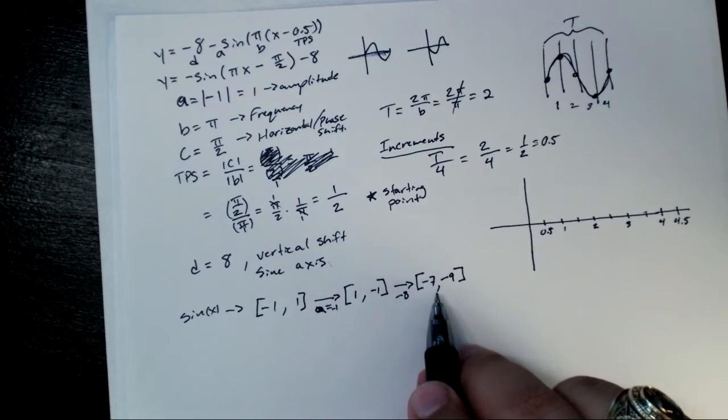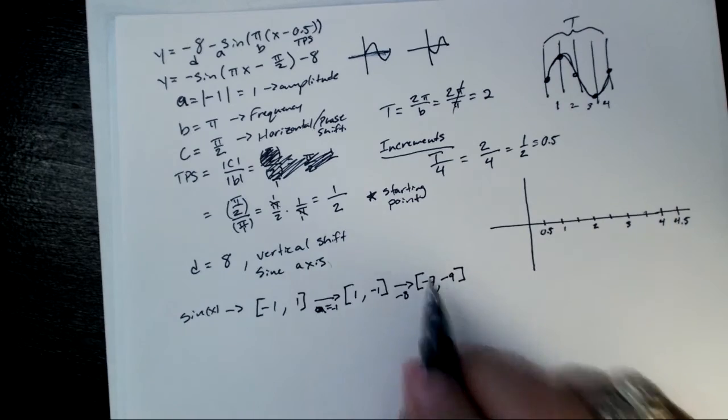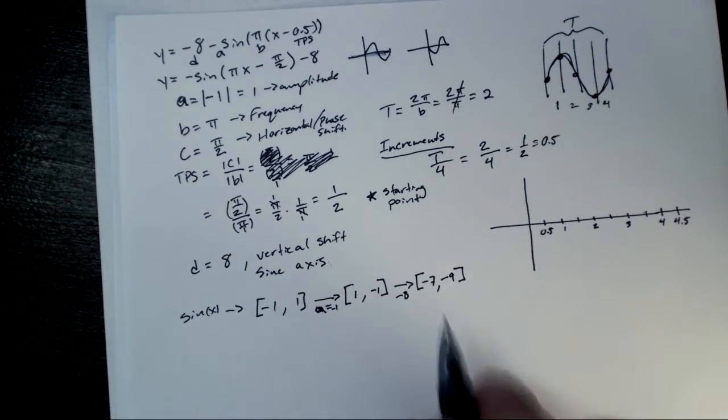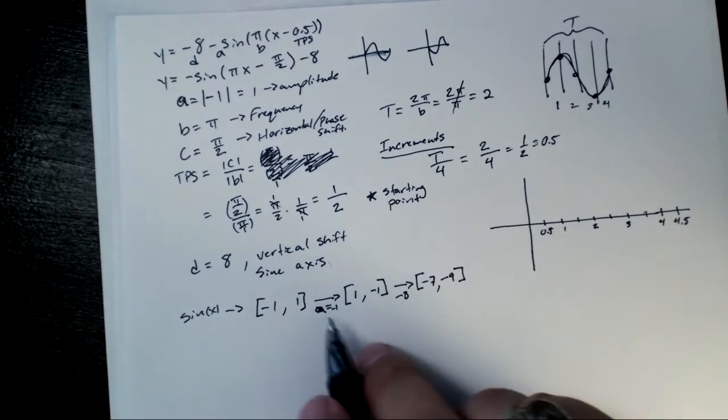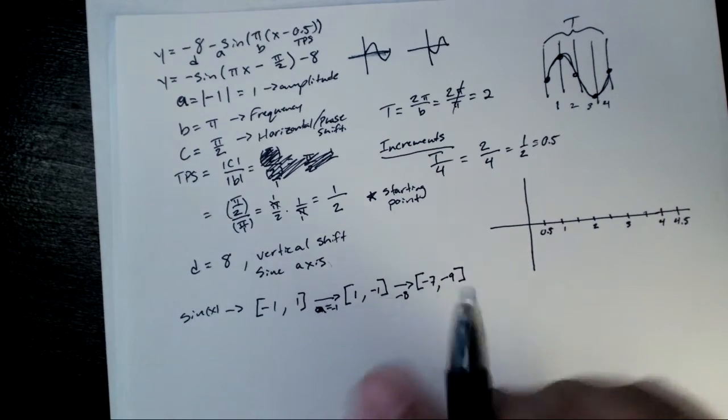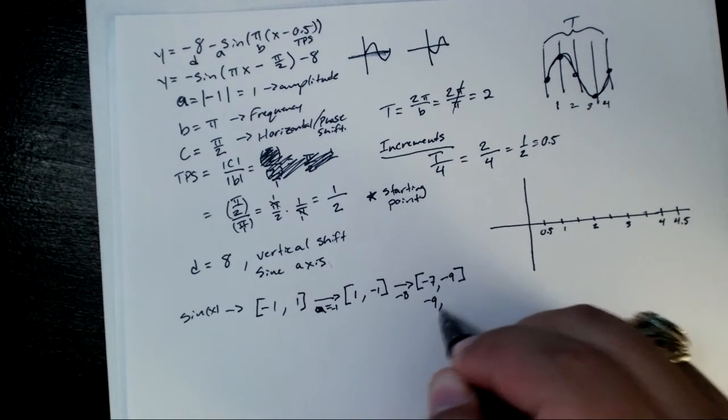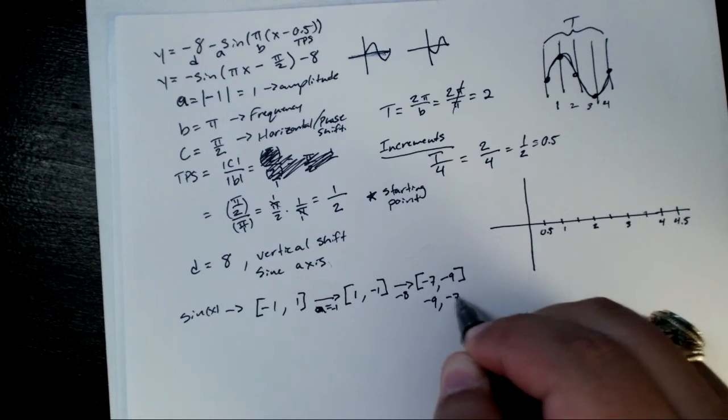Now, the way range and domain are always written is that they're always written from least to greatest. So because this flip kind of flipped the numbers on us, we got to make sure that we write this as negative 9 to negative 7. Okay?